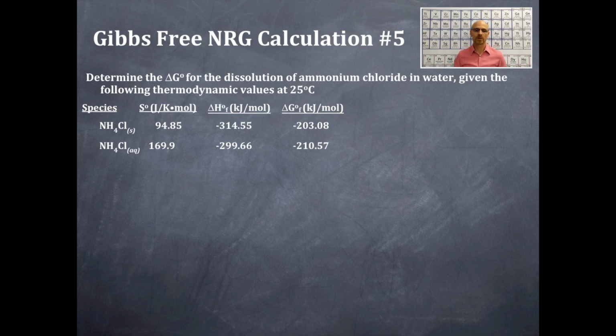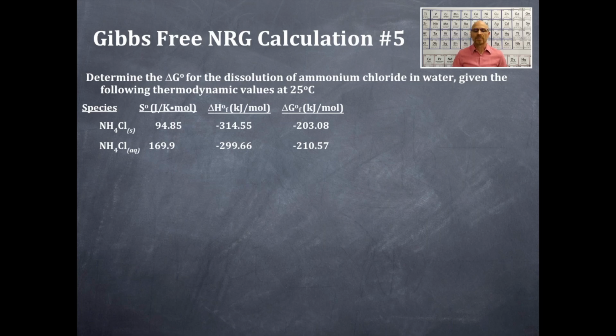We have ammonium chloride solid and ammonium chloride aqueous. We have S naught values, delta H values, and delta G values. We have values for all of these. There are no elements in their standard state. This is a compound, ammonium chloride, so you wouldn't expect any of these values to be 0, as you see in these values here. Make sure that you do pay attention to the units for each of these: the entropy term is a whole separate set of units, and the enthalpy and the Gibbs free energy are very similar, if not the same, as far as the units.